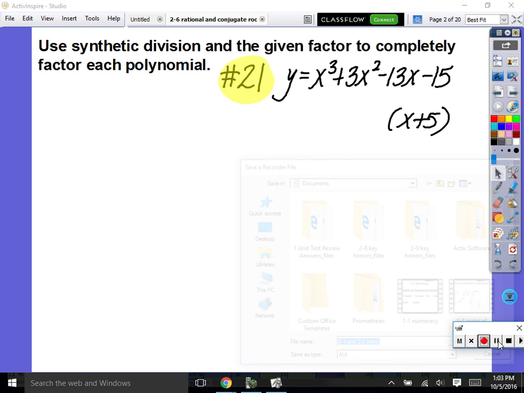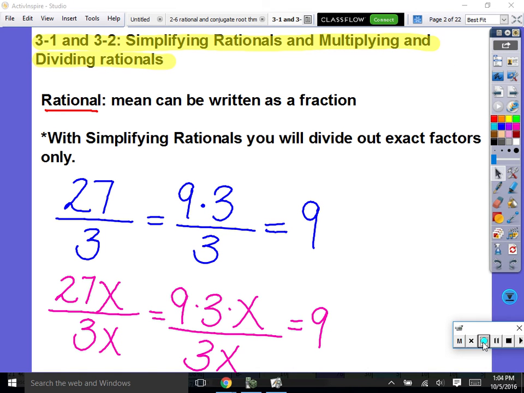Okay, so here we go with 3-1. Everybody, here we go. So this unit, we're starting with rationals. Now, we're going to be dealing with rational expressions and rational equations. So we're going to be simplifying rationals, and then we're going to multiply and divide rationals. So rational means it can be written as a fraction, right, everybody? With simplifying rationals, you'll be dividing out exact factors only.